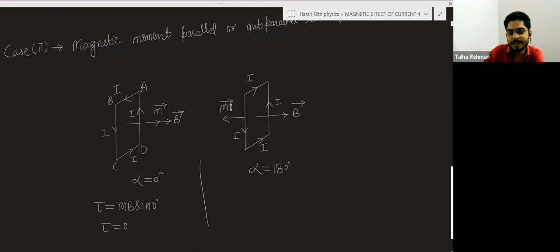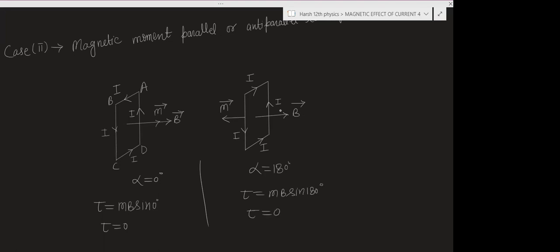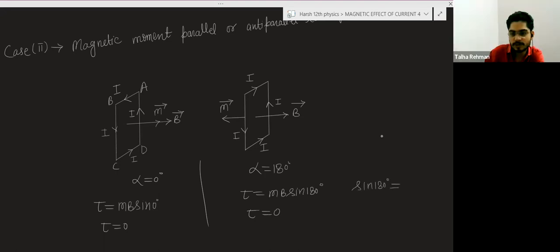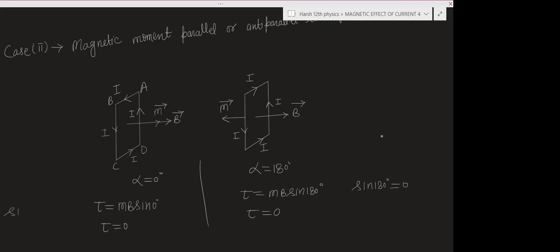For this case, alpha is equal to 180 degree. Why? Because the magnetic moment and the magnetic field are in the opposite direction. So tau is given by mv sine 180 degree. Sine 180 degree is equal to 0, and sine 0 is also equal to 0.